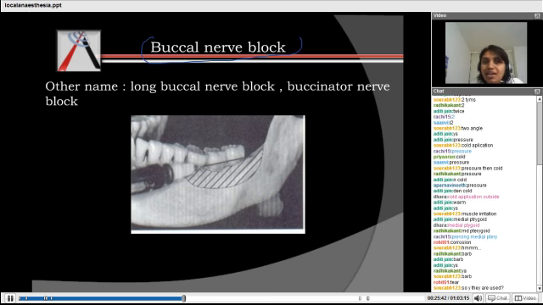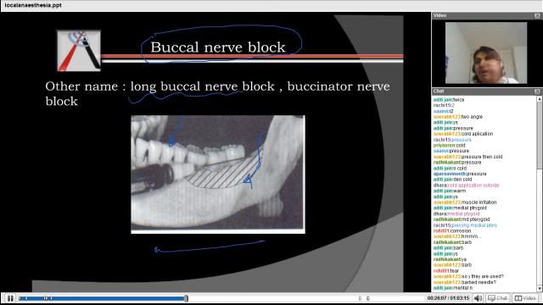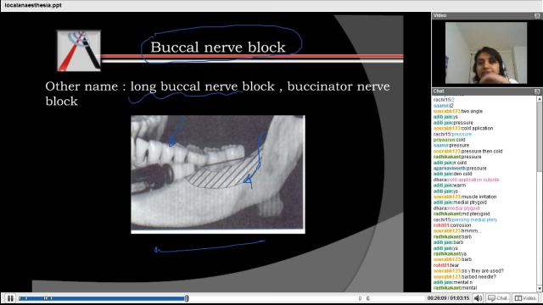As we talk about the buccal nerve block, it is a long buccal nerve block. We just give a small infiltration posterior to the 3rd molar, from where your nerve actually turns outside. What is the anesthesia needed for your premolars? A barbed needle is nothing but a needle with a small bend, a kind of a barb. That's it.